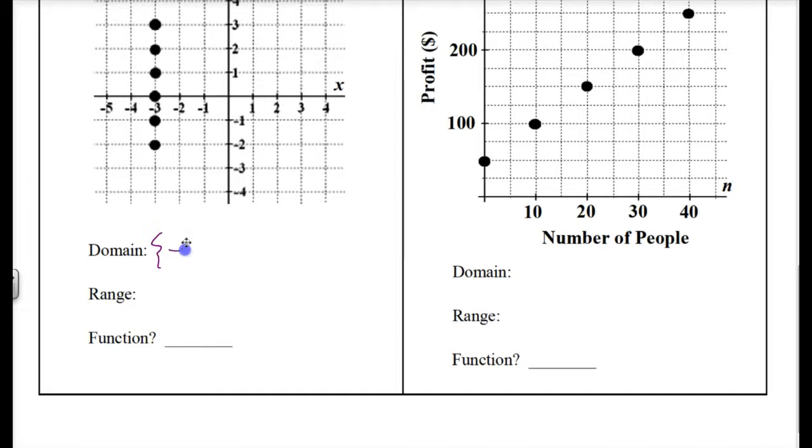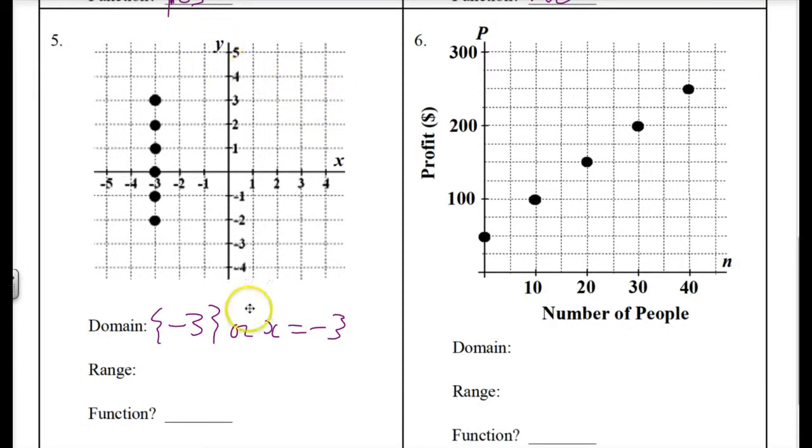Domain: x equals -3, and pay attention to the variable. And the range, we'll list these: -2, -1, 0, 1, 2, 3. Function? No. There is only one element of the domain, and every element of the range is associated with it.